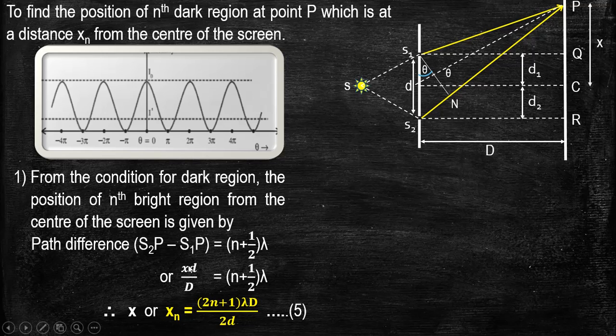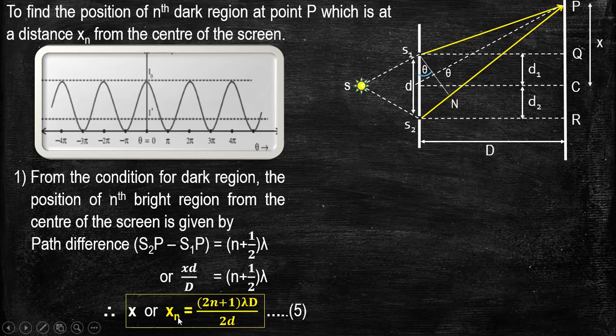The value of x, I will write it as x or xn. If we just write x it will not be a generalized form. If we write xn it becomes a generalized form. xn equal to 2n plus 1 lambda D upon 2d. Here, n plus half I will write as 2n plus 1 upon 2. So now n plus half equals 2n plus 1 upon 2, and I write that here. So this is an important formula. This formula gives us the distance of any dark region from the center of the screen.